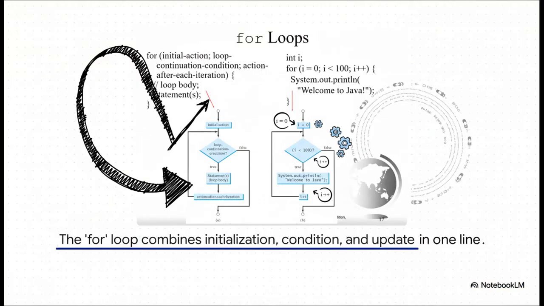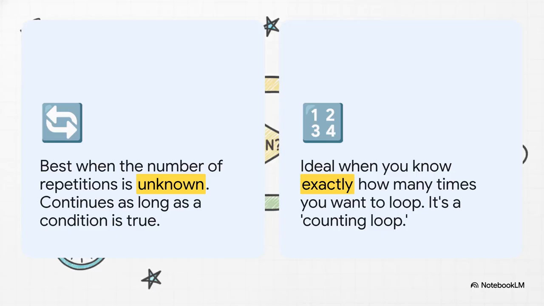And this is what's so cool about the for loop. It puts all 3 of those key parts we talked about, the initialization, the condition, and the update, all together on one single tidy line. It's super clean and makes it really obvious what the loop is doing. Okay, so here's the million-dollar question for your exam. When do you use a while loop versus a for loop?